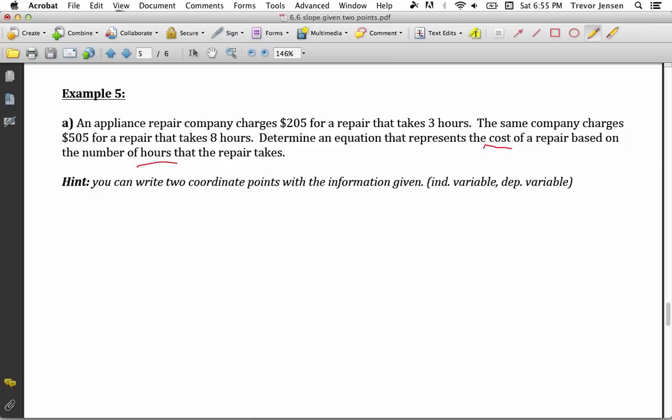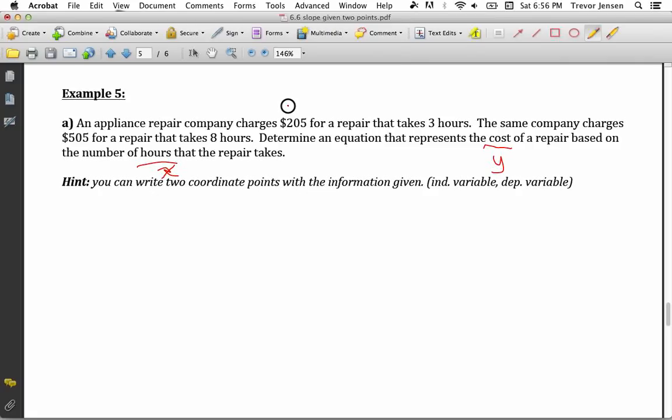So think of those as your x and your y. So which one is the x, which one is the y? Well, remember, y is your dependent variable, and it tells us your cost depends on the number of hours the repair takes. So cost is our dependent, so that's our y value, and the number of hours is our independent variable, and units of time are always independent variables in this case. So that is our x value. Okay, so if we read the question again, every cost that it gives us is a y value.